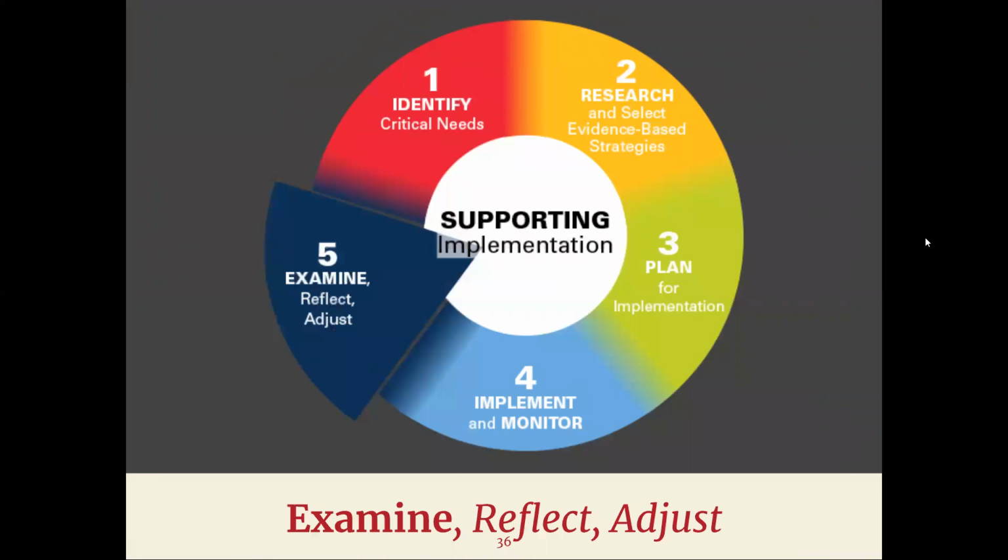Step 5 in the Ohio improvement process is examine, reflect, and adjust. Having the ability as a team to answer the questions of what is working and why, and what is not working and why, is profoundly important to the team's ability to make sustainable progress. The defining difference is whether the adults take personal responsibility for student achievement and make intentional changes based upon the needs, strategies, plan, and implementation.